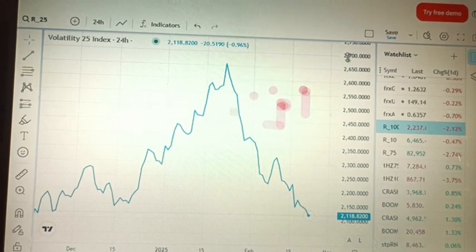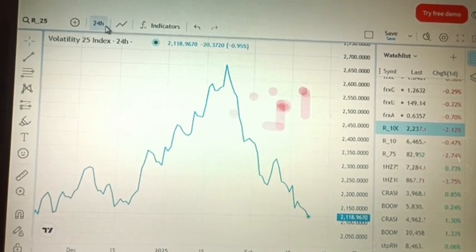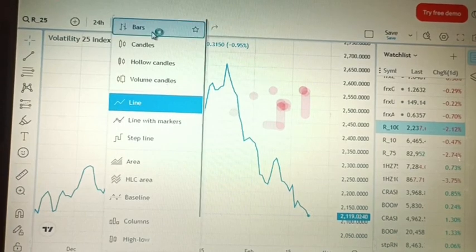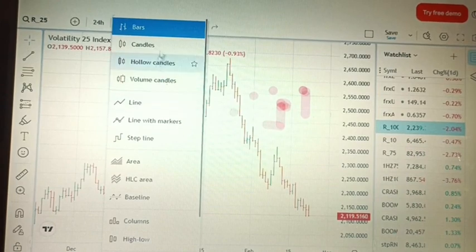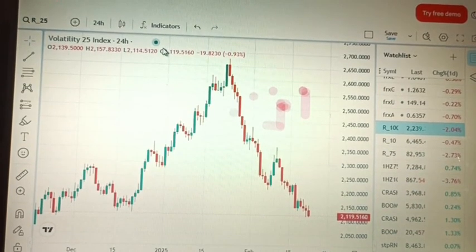Price. This is the line chart. We have the other one, bar charts, and then we have the final, the candlestick charts. Very, very simple. Understand? This is the simple way to describe it.